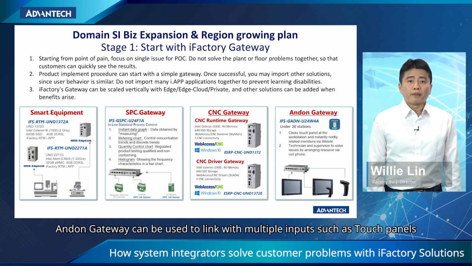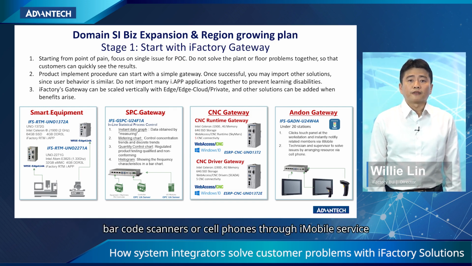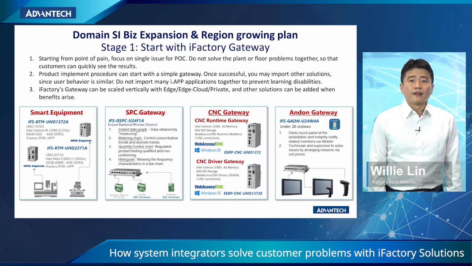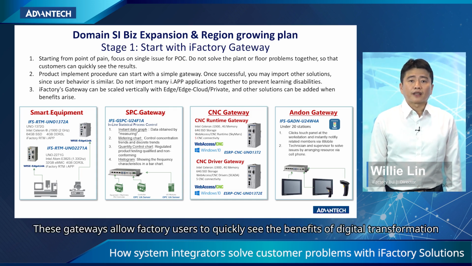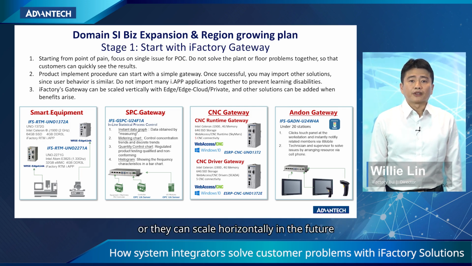The Anden gateway can be used to link with multiple inputs such as touch panels, barcode scanners, or cellular phones through iMobile services to report issues or dispatch repair services. These gateways allow factory users to quickly see the benefits of digital transformation, or they can scale horizontally in the future. Also, because the function is quite straightforward, the learning curve will be shorter.